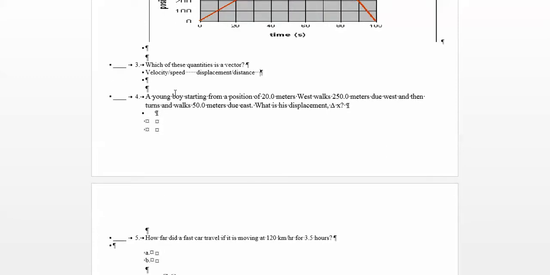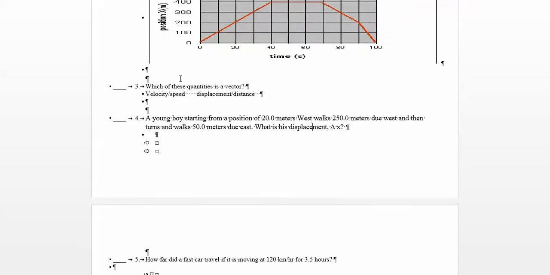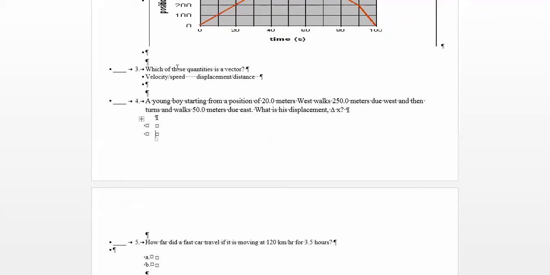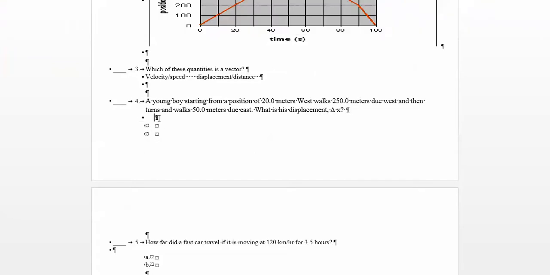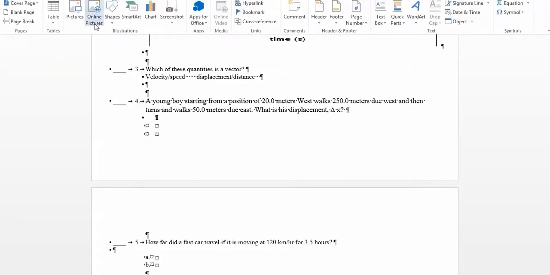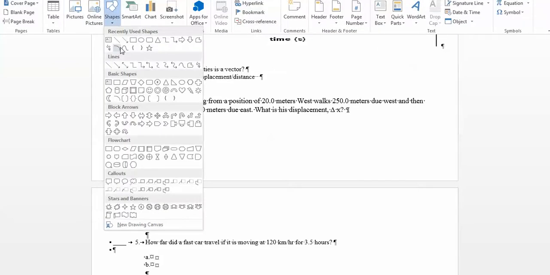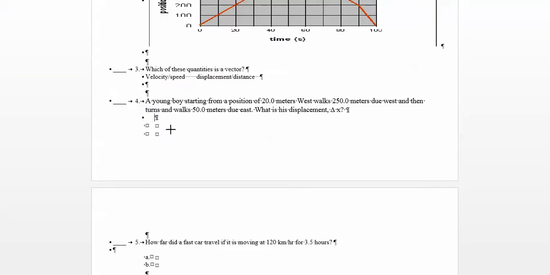A young boy starting from a position 20 meters west walks 250 meters due west and then turns and walks 50 meters due east. Now, this is the kind of thing where we really need to draw a picture. I tried to show you this in class the other day. So I'll insert some more arrows here. Insert shapes.